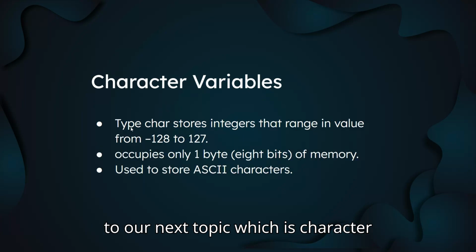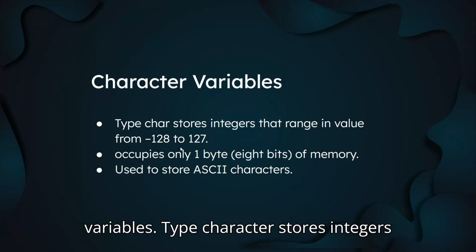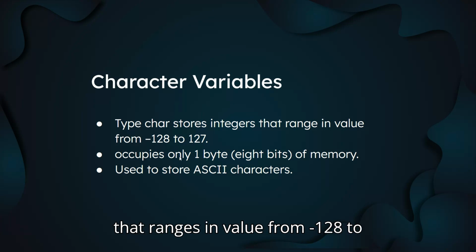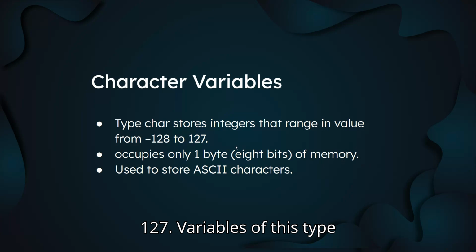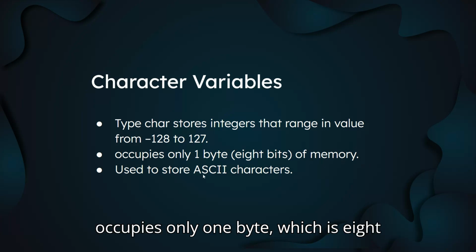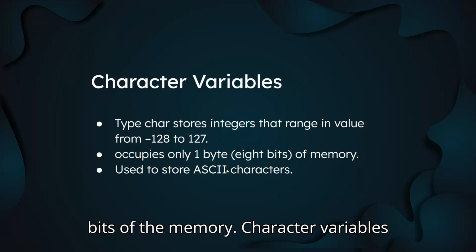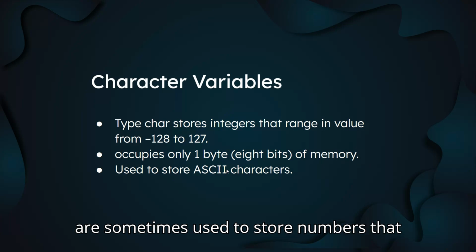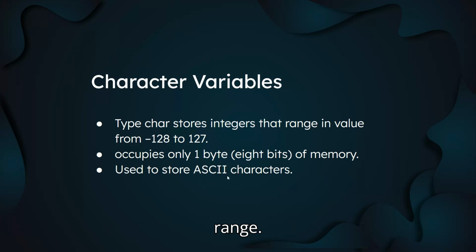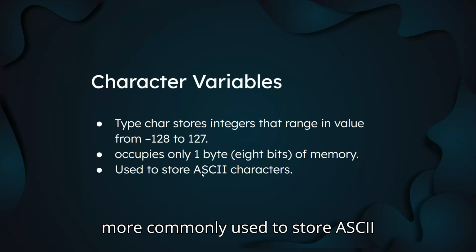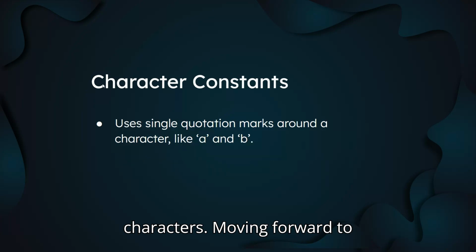Moving forward to the next topic, which is character variables. Type char stores integers that range in value from -128 to 127. Variables of this type occupy only 1 byte, which is 8 bits of memory. Character variables are sometimes used to store numbers that confine themselves to this limited range, but much more commonly they are used to store ASCII characters.